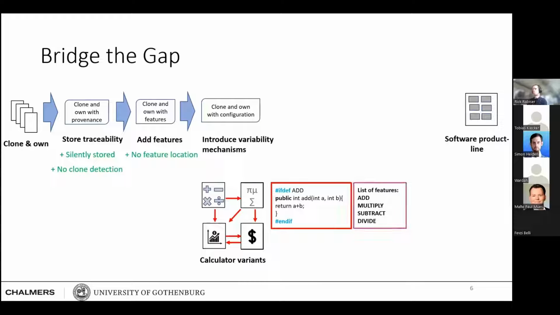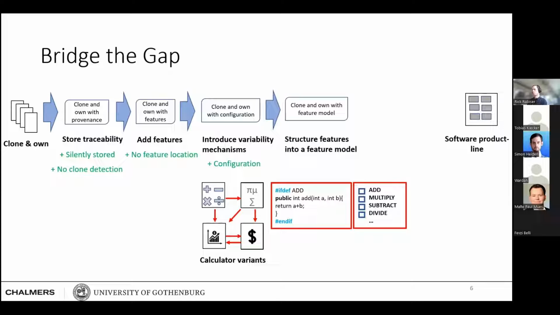Now, the benefit is that developers can allow configuration. That is, they can provide feature selections and derive variants from the set of existing variants. Next, we have clone and own with a feature model, in which developers perform an analysis of the relationship between the features and organize them in a tree-like structure. Now, the benefit is that the feature selections can be checked for validity against the feature model.